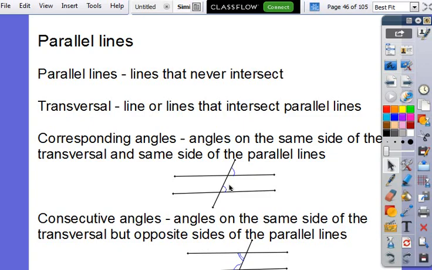All right, parallel lines. We know parallel lines are lines that never intersect. That part shouldn't be a problem. The transversal is the line that goes across the parallel lines.